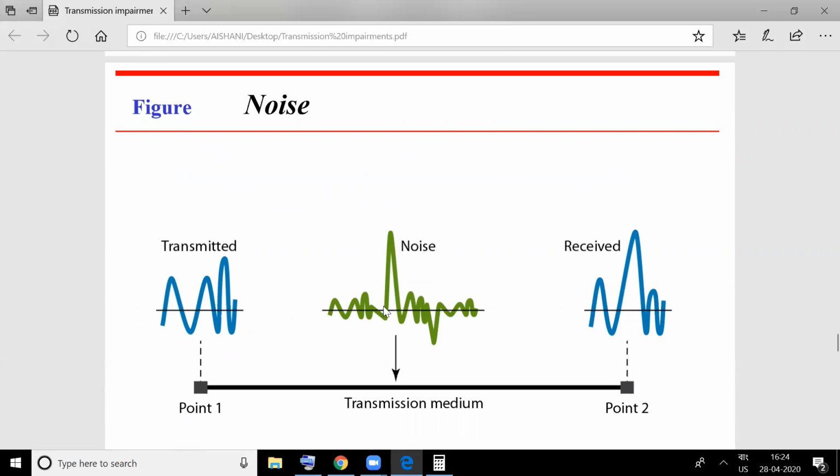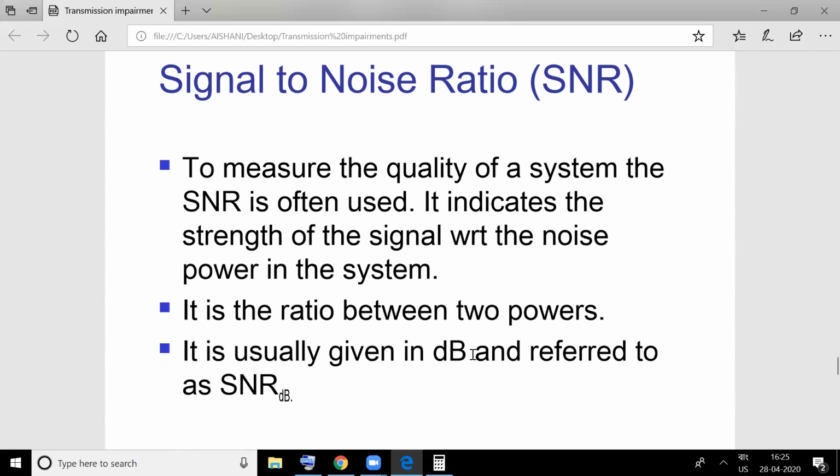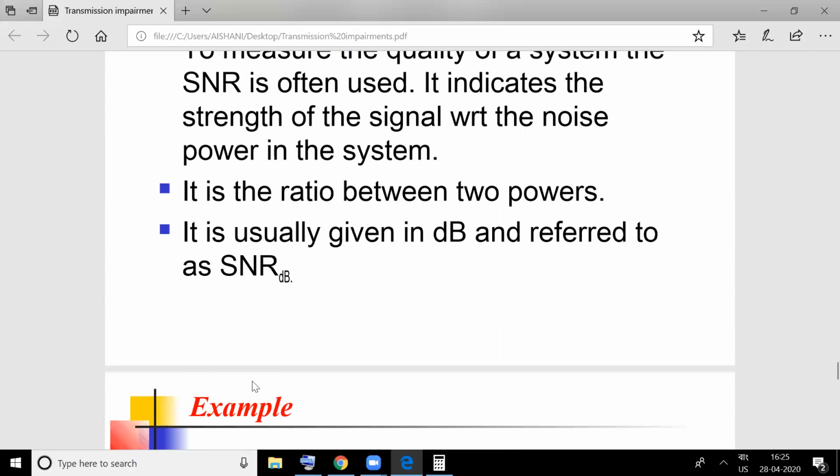So you can see in this figure, this is the signal that has been transmitted, this is the source of noise or noise signal, and finally when it is received, the original signal is mixed up with the noise and it is creating something else. How can we measure this noise? With this ratio, the signal to noise ratio, or in short SNR. It is basically signal power by noise power. It is usually given in dB and referred to as SNR dB.